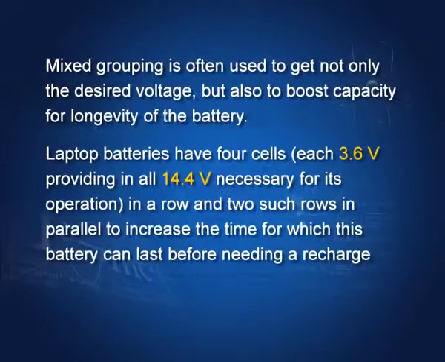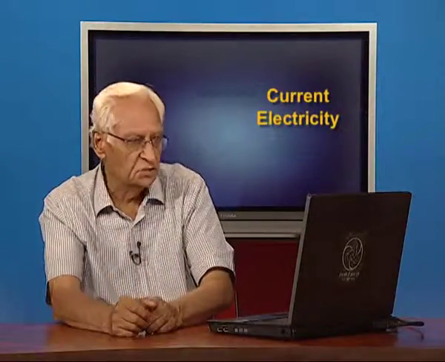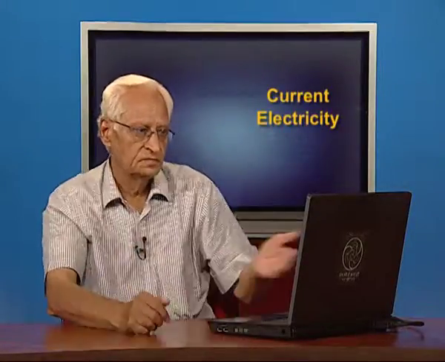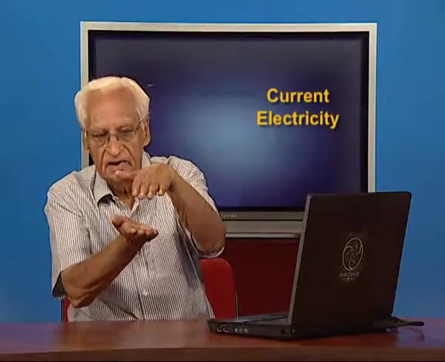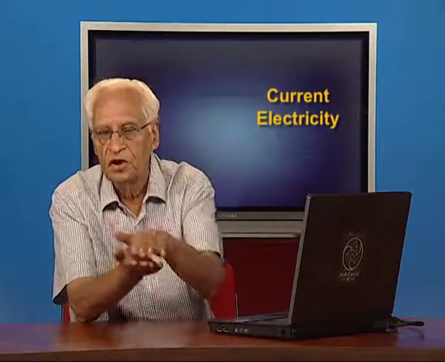Mixed grouping is often used to get not only the desired voltage, but also to boost capacity for longevity of the battery. If you use laptops, then if you see the battery that it uses, you will find that laptop batteries have 4 cells, each of 3.6 volts, providing 14.4 volts for its operation in a row, and then there are 2 rows to boost the capacity, so that the battery lasts for a longer time. You can work with the laptop for a longer time.